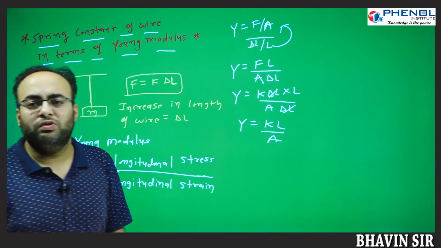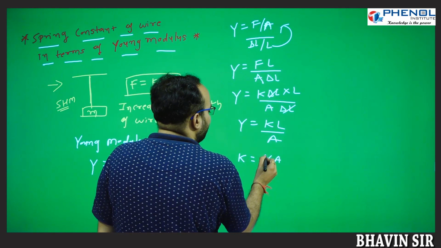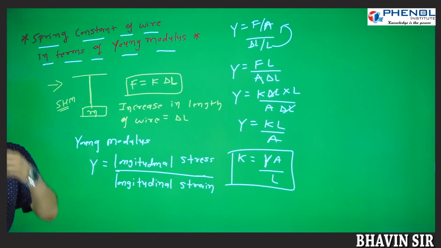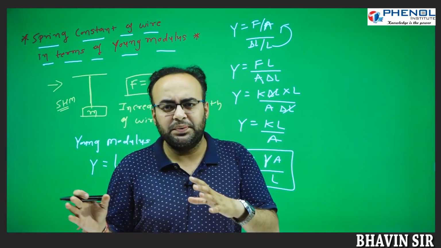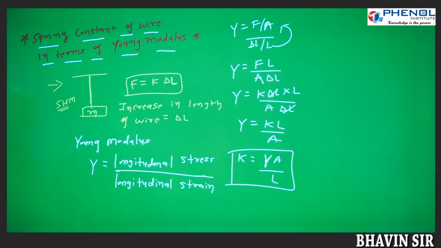So Young modulus is KL by A. So what is the spring constant of wire in terms of Young modulus? YA by L. What is the spring constant in terms of Young modulus? YA by L. Okay, so the spring constant is YA by L, Young modulus into cross-section area divided by L.